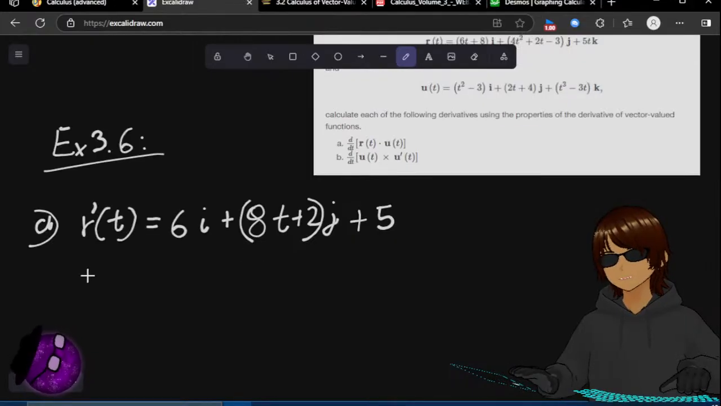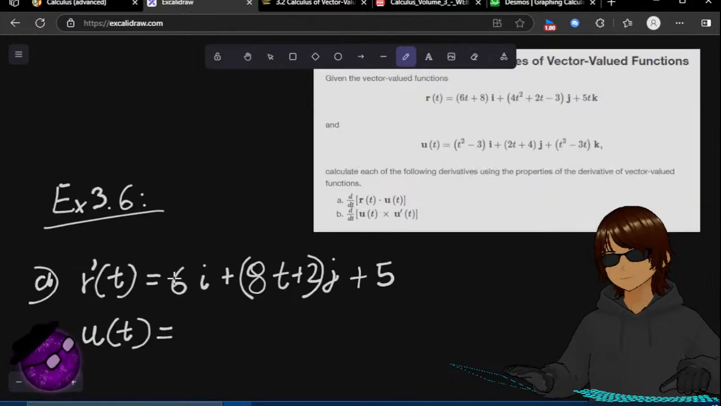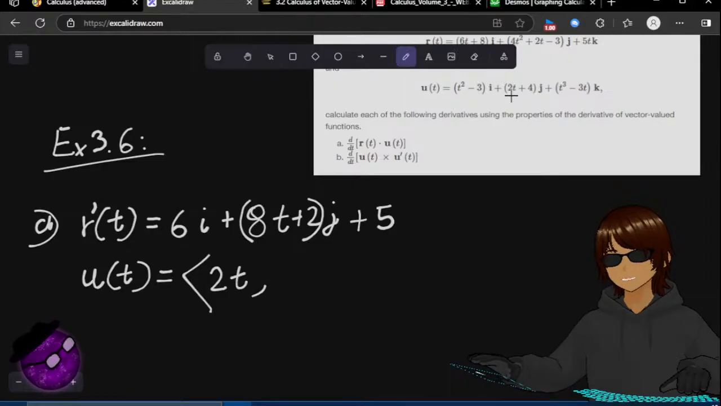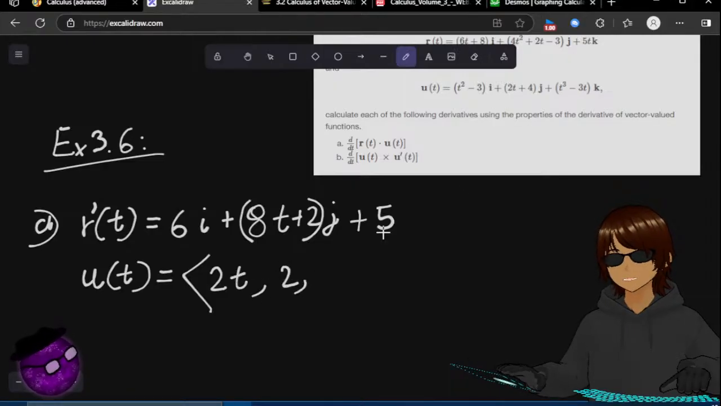Okay, and now for u, the derivative, I will write it like this. The derivative is 2t and then 2 and then 3t squared minus 3.